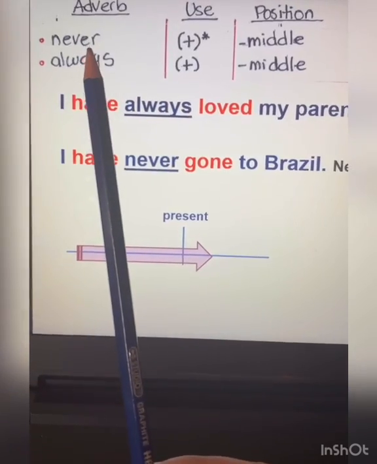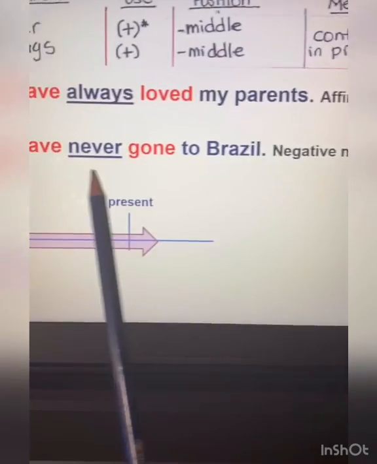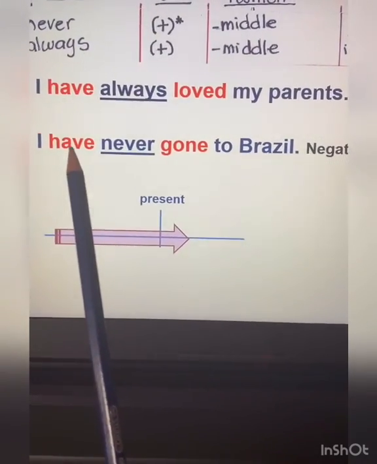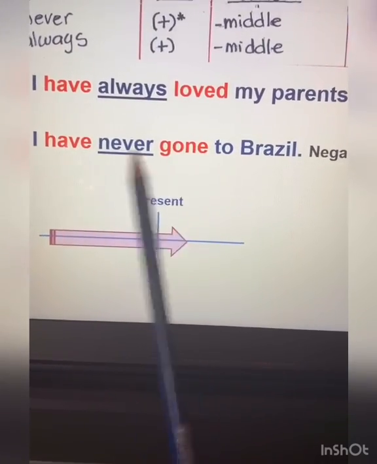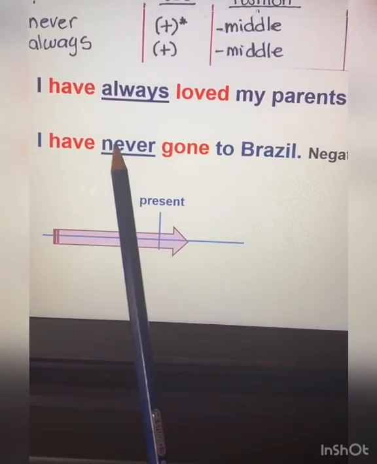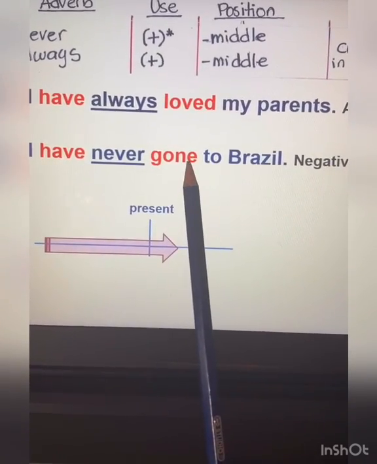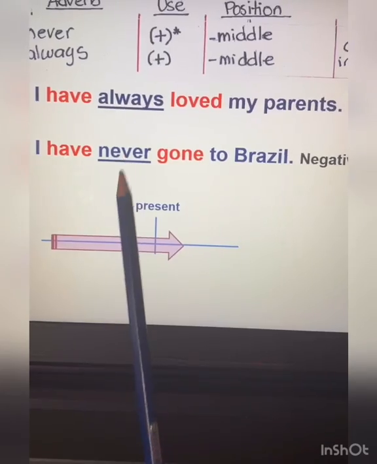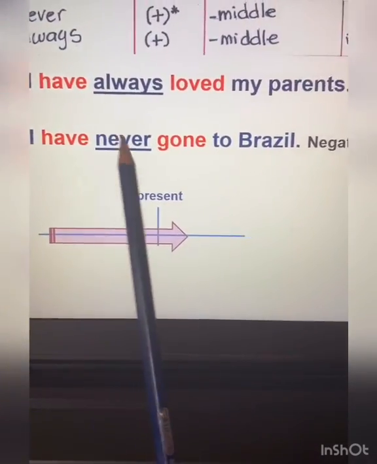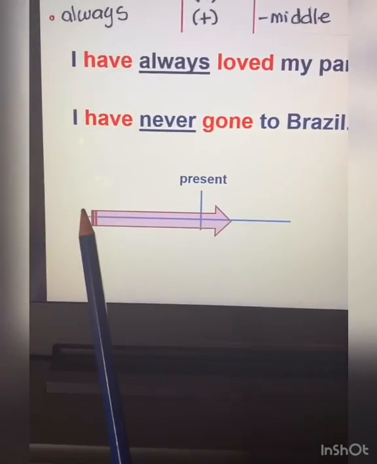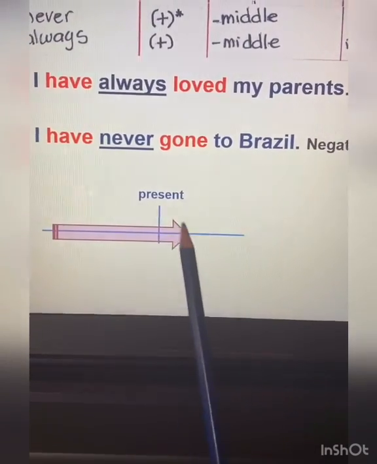Now, when I use never, never has a negative meaning, okay? But the verb, you see here, the verb is in affirmative. I cannot say I haven't never gone because that would be a double negative, okay? This verb stays in affirmative, and all I have to do is add never, and never changes the meaning to negative. So I say I have never gone to Brazil. So in all my life, this statement is true until the present.